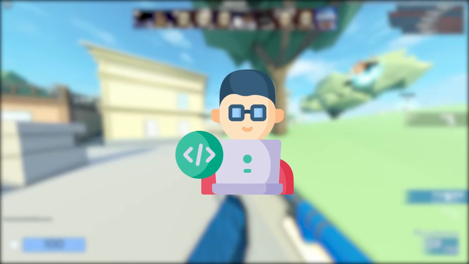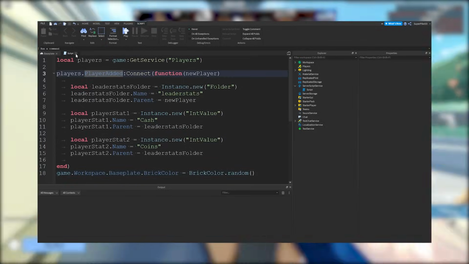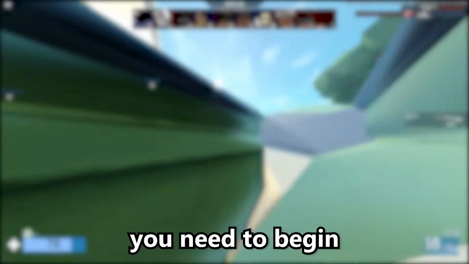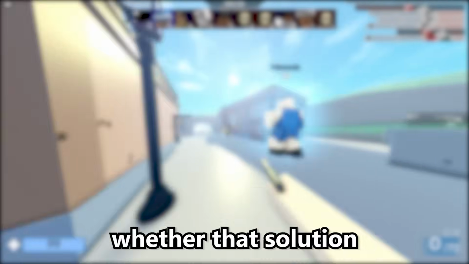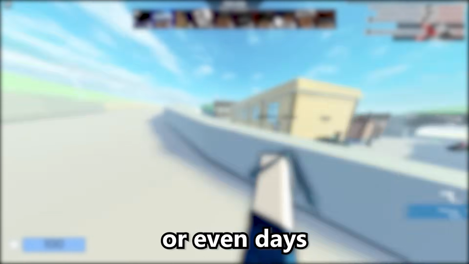Adopt a coding mindset for every problem, annoyance, or task, even outside of the script editor and Roblox Studio. As someone who wants to learn how to script, you need to begin thinking and get into the mindset that there is always a solution. You just have to find it. Whether that solution takes a few seconds, minutes, hours, or even days to solve, there is always a solution.